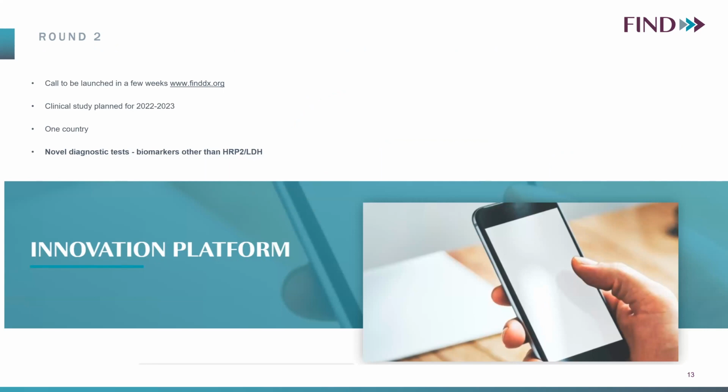We are really excited about this because there's going to be a round 2 of our innovation platform. It's going to be launched in January 2022, and the clinical study is planned for between 2022 and 2023. But for that one, the particular focus is going to be on biomarkers other than the HRP2 and LDH-based tests. And we're really excited about this. So for more information, kindly contact me or check out our FIND website if you're interested in applying for this round 2 innovation platform, and you're interested in joining us for this round.